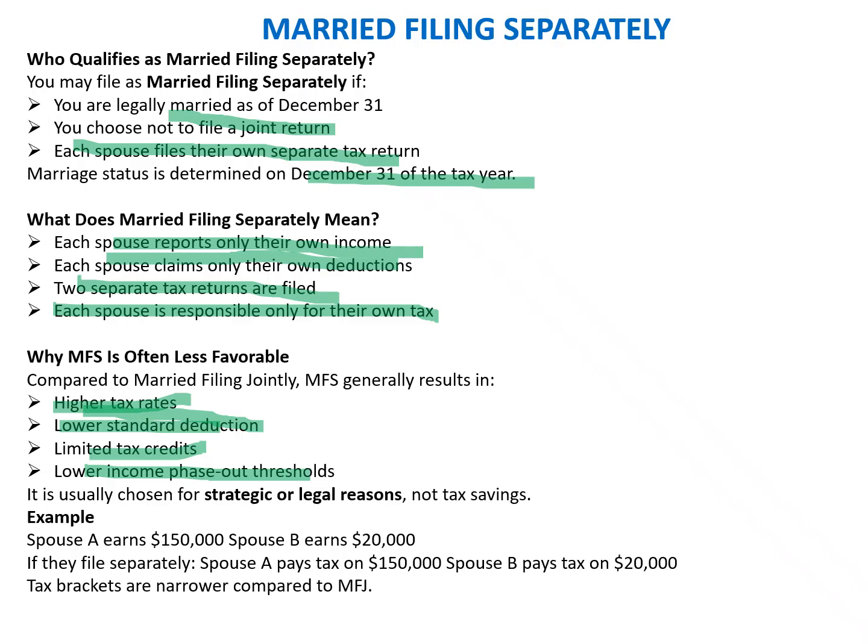It is usually chosen for a strategic or legal reason, and not for tax saving. There can be multiple reasons, and we'll talk about all these as we move forward in the next chapter in the series. For example, spouse A earned 1,50,000, spouse B earned 20,000. If they file separately, spouse A pays tax on 150,000 and spouse B pays tax on 20,000. Tax brackets are narrower as compared to MFJ. We'll move to the next slide and see the similar table-based slide for all the tax categories and see what benefits accrue for married filing separately.